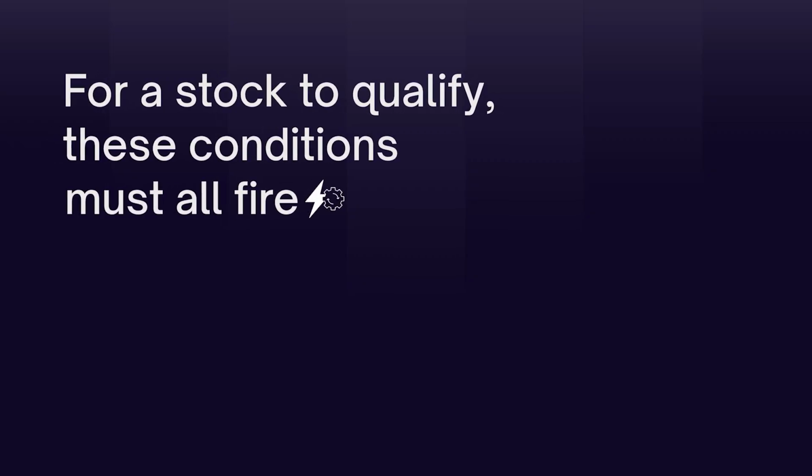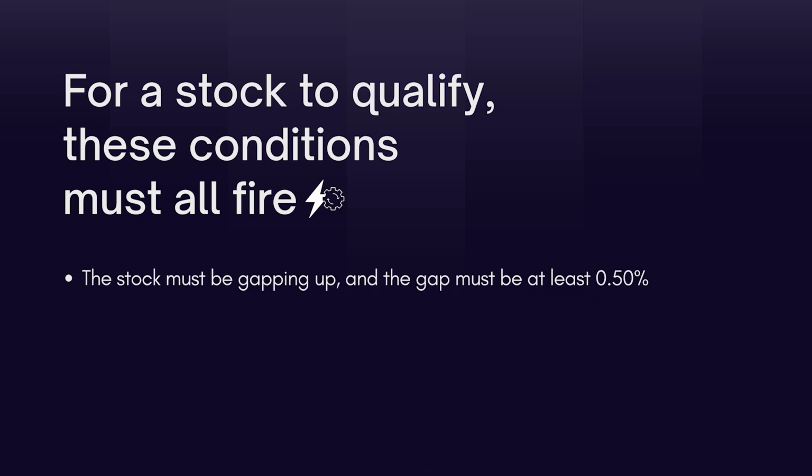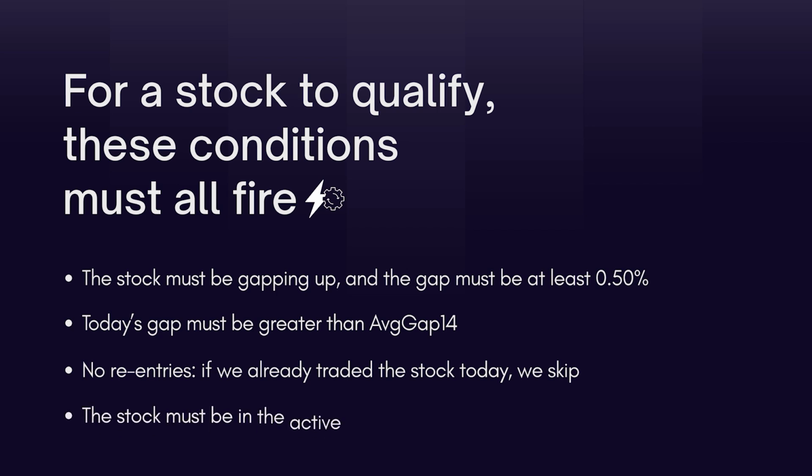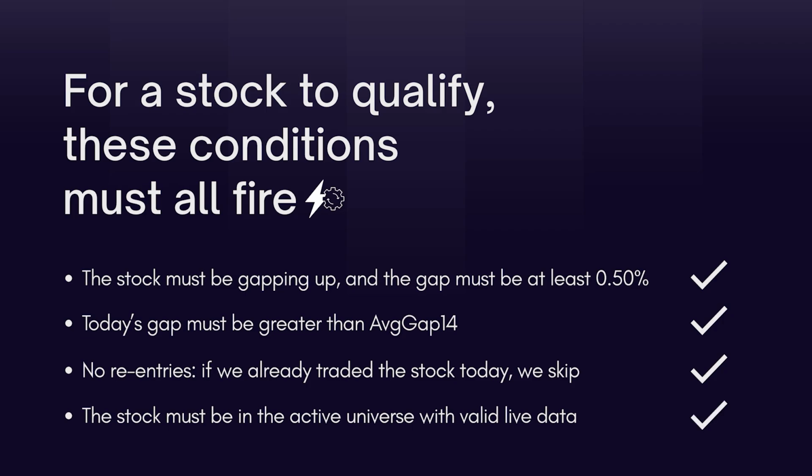For a stock to qualify, these conditions must all fire. The stock must be gapping up and the gap must be at least 0.50%. Today's gap must be greater than average gap 14. No re-entries. If we already traded the stock today, we skip. The stock must be in the active universe with valid live data. When all of these align, the strategy places a market short.